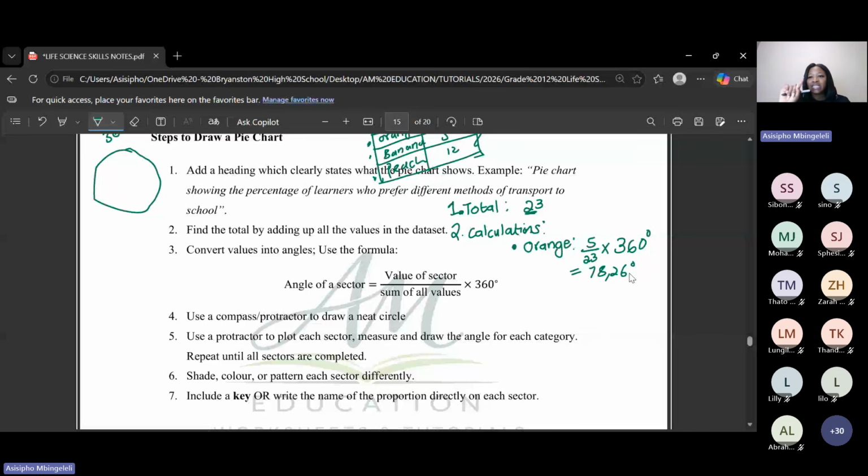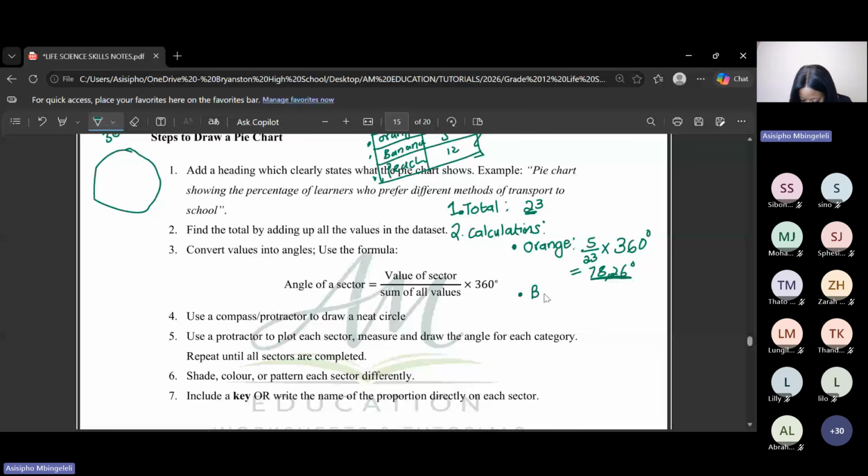Very important. In life sciences, your answers, round them off to 2 decimal places. But I think this one was already on 2 decimal places. If it was not, you would need to round it off to 2 decimal places. Okay. And then you say, from the 360, the orange portion is 78.26 degrees. You are not done. You do it for banana.